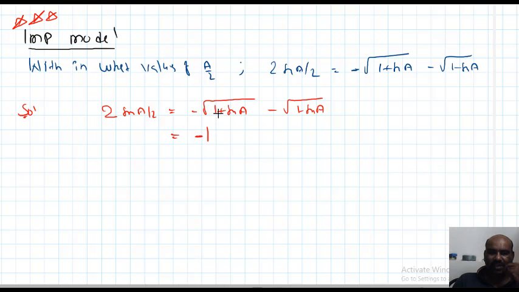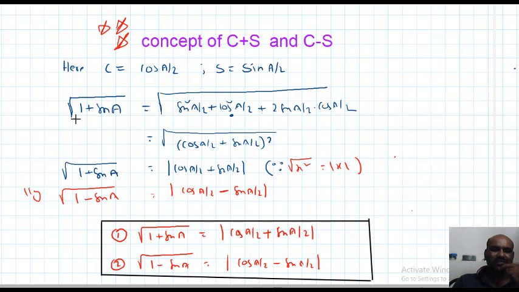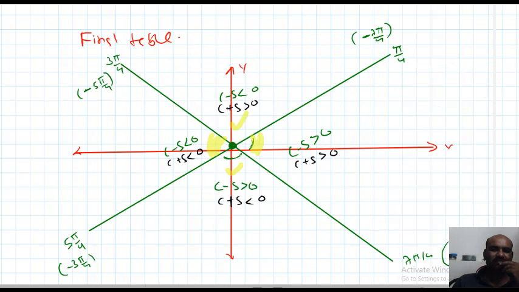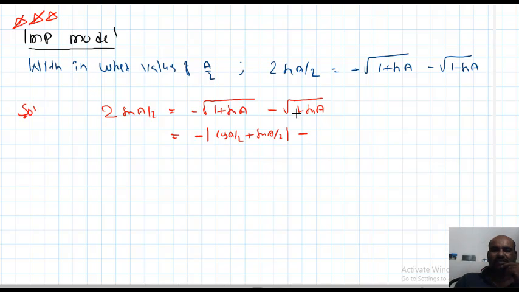First of all, you write minus as it is. Already you know that this is cos A by 2 plus sin A by 2. Explained already. Minus, so instead of this, write cos A by 2 minus sin A by 2. What is sin A by 2? S only, no? So 2S should be equal to minus of modulus of C plus S minus modulus of C minus S.